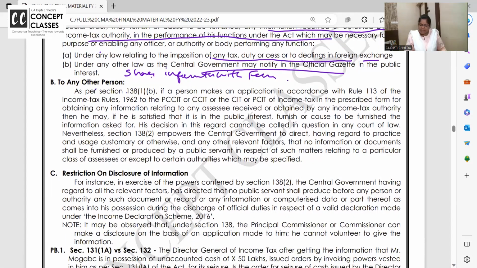To any other person, if a person makes application in accordance with the Income Tax Act to PCCIT and all in prescribed form for obtaining information relating to assessing or authority, he may, if it is satisfied that it is in the public interest, furnish it.